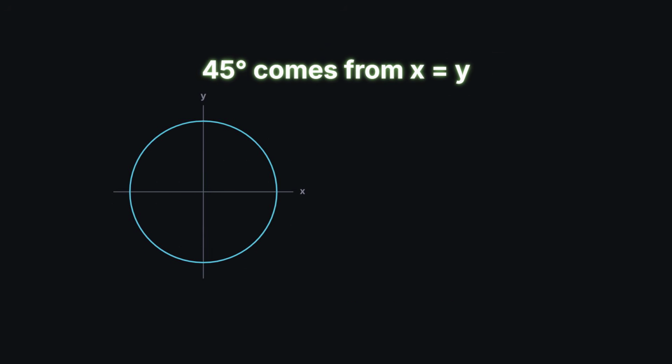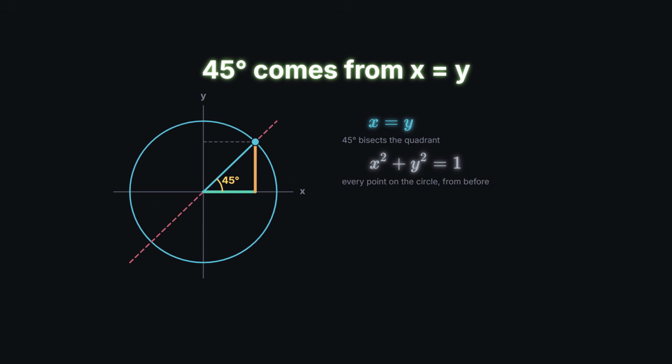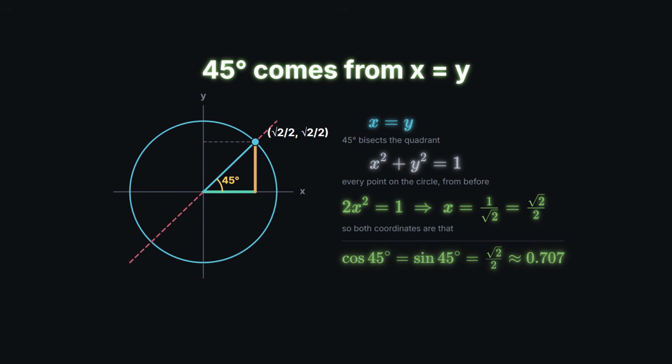So which acute angles do we actually need? Three. And each one falls out of a shape you already know. Start with 45 degrees. It sits exactly halfway up the first quadrant, so the point is as far up as it is across. X equals y. And we already know that x squared plus y squared is 1. So 2x squared is 1, and x is 1 over root 2, which is root 2 over 2. About 0.707. Both coordinates at 45 degrees are that same number.